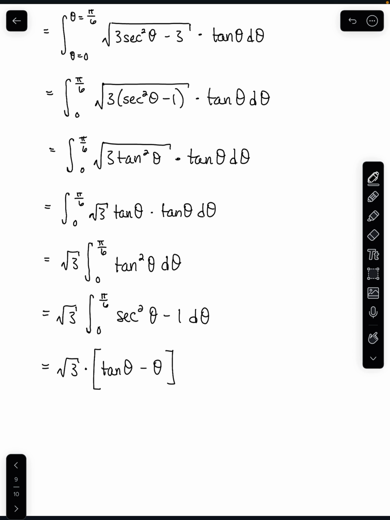At this point, because we have converted the limits of integration into theta values, there is no need to return to the original variable x. We can simply evaluate this as written using the theta values we are given. So by the fundamental theorem of calculus, we have the square root of 3 times tangent of pi over 6 minus pi over 6, minus the square root of 3 times the tangent of 0 minus 0.